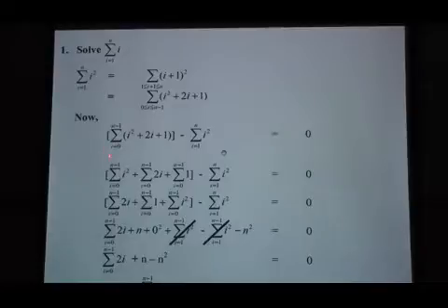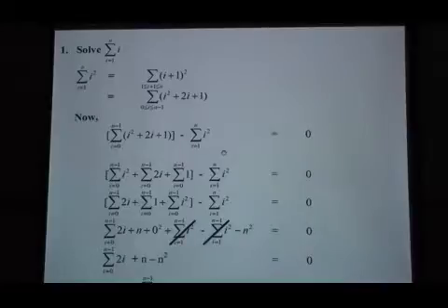Look at the indexes. 0 to n minus 1. Notice that this is 0 to n minus 1. I changed the notation a little bit, but it's still the same index. So the summation of three terms is the sum of three summations. So it's going to be sum plus sum plus sum minus sum equals 0.